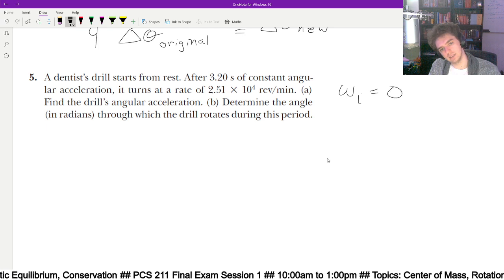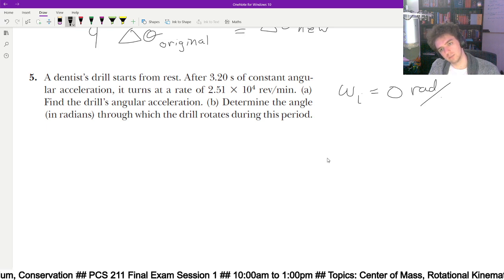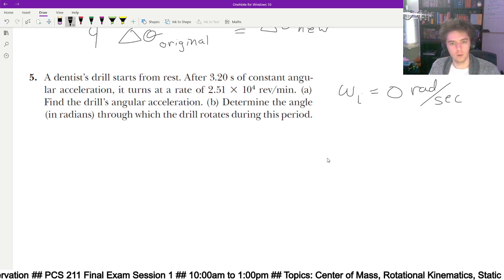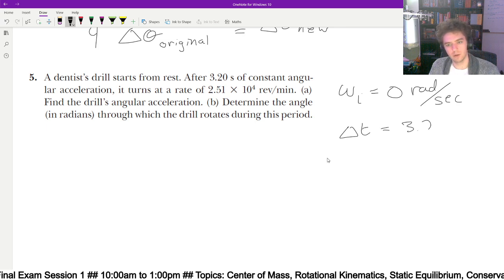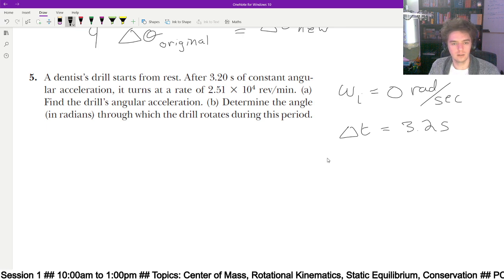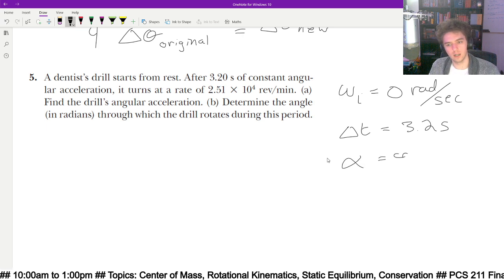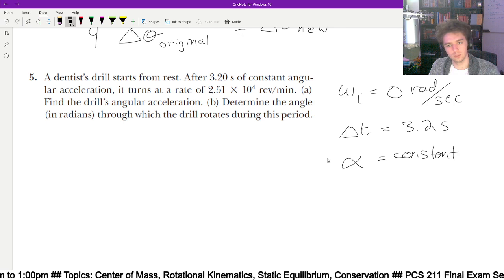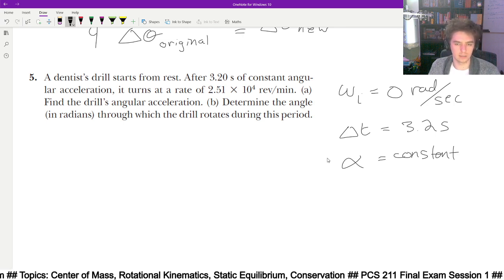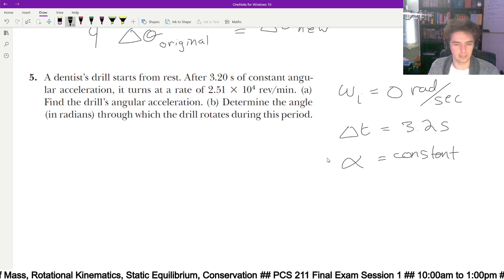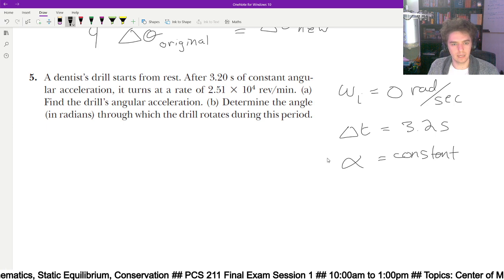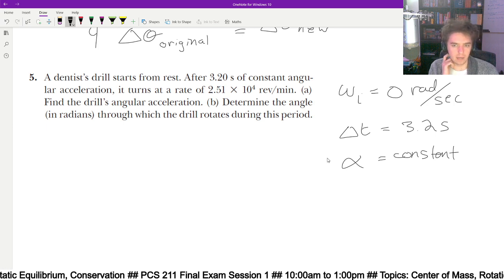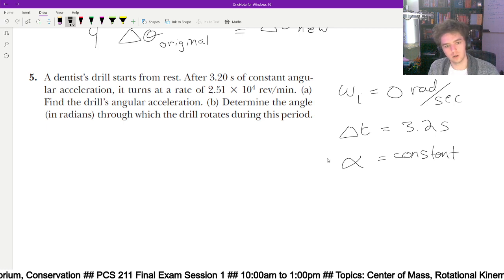Omega I is 0 radians per second, right? Omega F, no, we don't know omega F, but we know delta T is 3.2 seconds. We know alpha is constant, which is almost always going to be constant, really. Well, kind of. It's not that important to write down, but it's good to note. And then it turns at a rate of that many revolutions per minute.